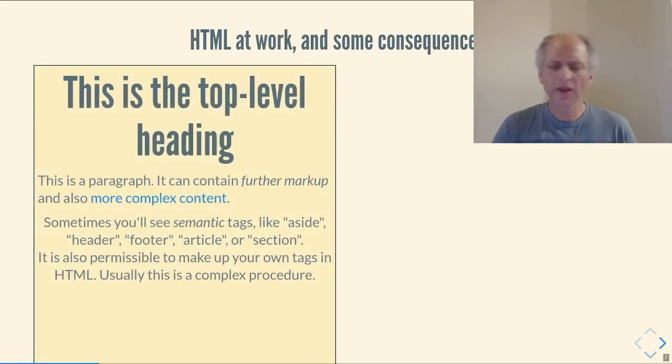So here's a little bit of rendered HTML. So it's just like what you might expect to find on a web page. It says this is the top level heading, this is a paragraph, it can contain further markup and also more complex content. Sometimes you'll see semantic tags like aside, etc. It's also permissible to make up your own tags. So that's just some text.